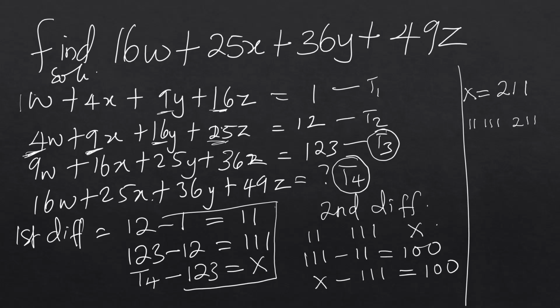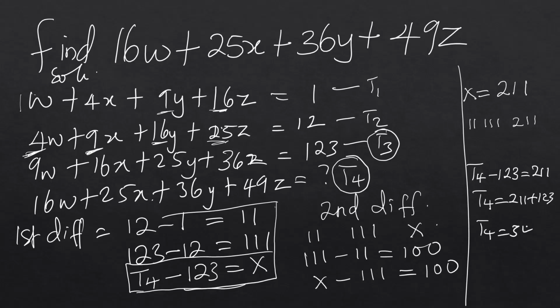You see that? Therefore, to get the value of T4, which is what I'm looking for, I will now use this equation. We said that T4 minus 123 is going to give you 211. Therefore, T4 is going to be 211 plus 123. Therefore, T4 is giving us 334. All right, if you go back, you realize that this value is 334.